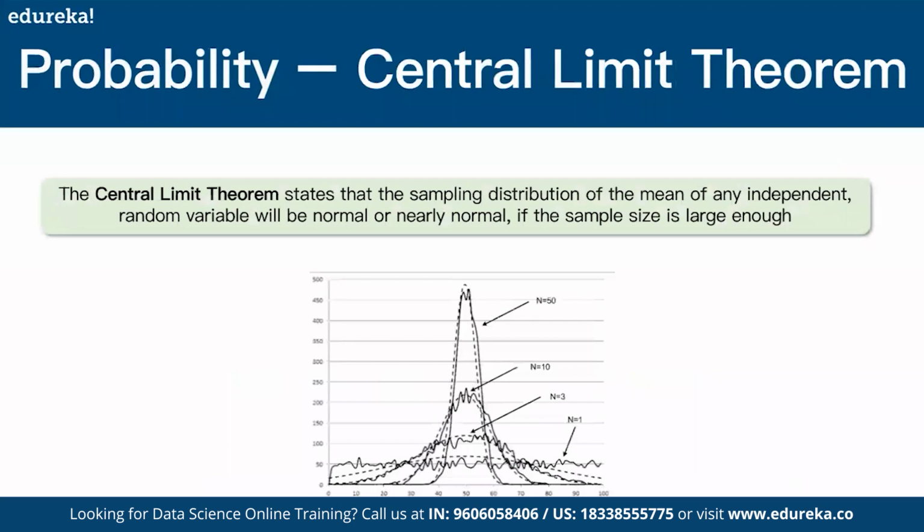The central limit theorem states that the sampling distribution of the mean of independent random variables will be normal or nearly normal. So let's say you have a population of 1000 records, or you can say 1000 experiments, and if you plot it, you will find most of them are lying in the normal distribution curve. So maybe this is one experiment, second experiment, third experiment, fourth experiment, and so on. But they are always following a normal distribution curve. That is known as the central limit theorem.